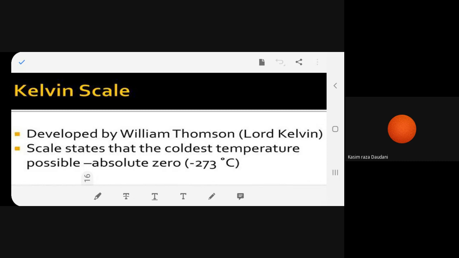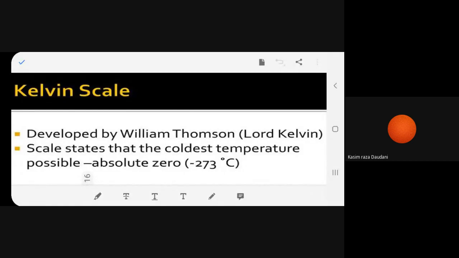Kelvin scale, developed by William Thomson, Lord Kelvin. The scale states that the coldest temperature possible is absolute zero, minus 273 degrees. What is written over there? Absolute zero. Say with me, beta. Now what does this mean? Absolute zero means minus 273 degrees Celsius. Is it okay?